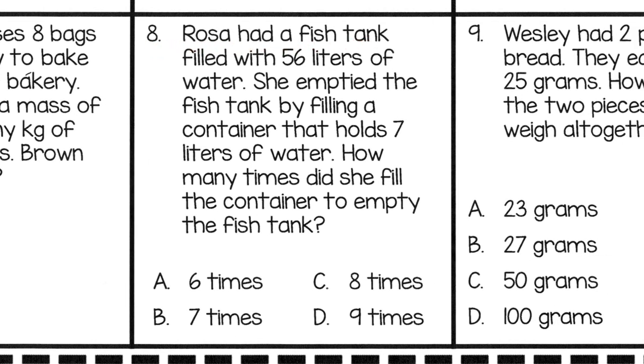Rosa had a fish tank filled with 56 liters of water. She emptied the fish tank by filling a container that holds 7 liters of water. How many times did she fill the container to empty the fish tank? So she's dipping this bucket into the fish tank to get the water out. But the bucket only holds 7 liters of water. So each time she dips the bucket in, she takes 7 liters of water out of this fish tank.